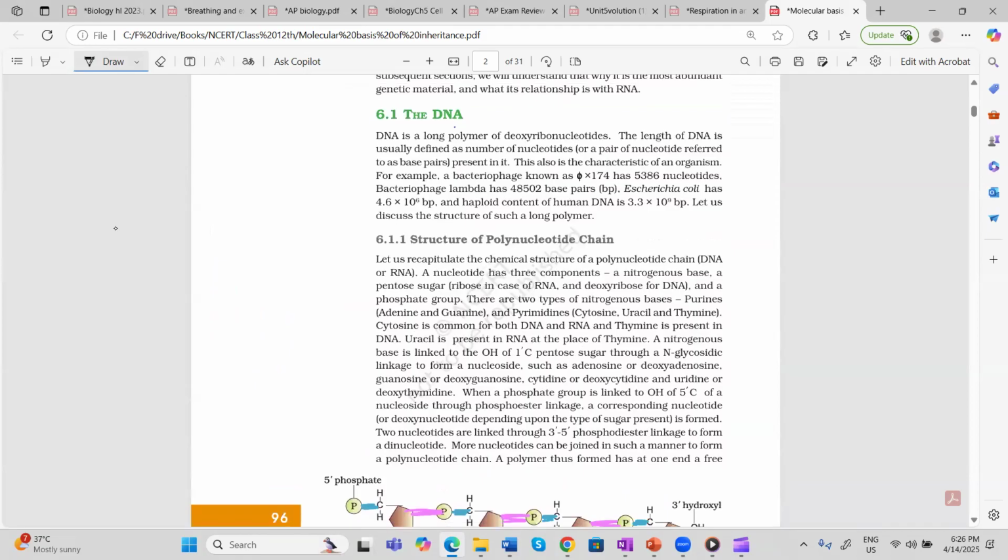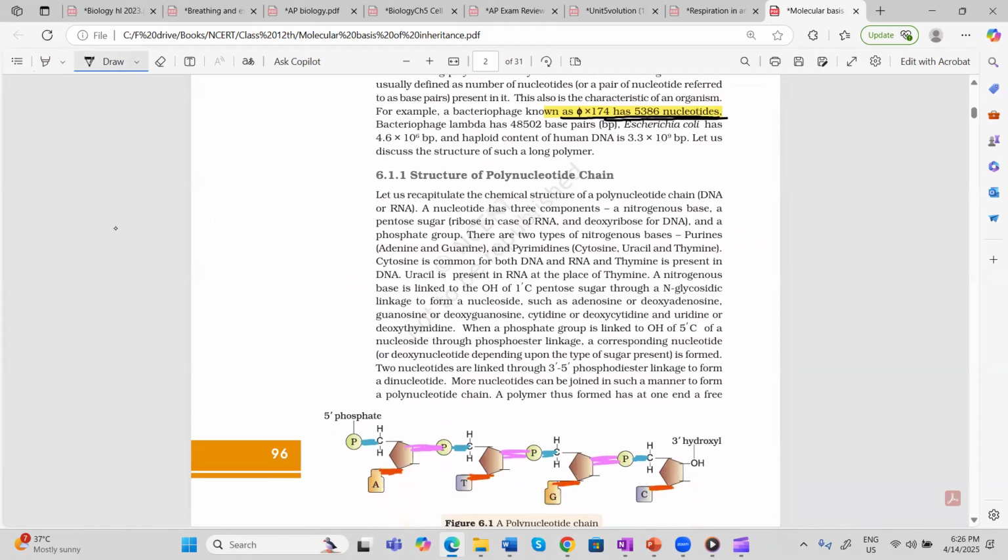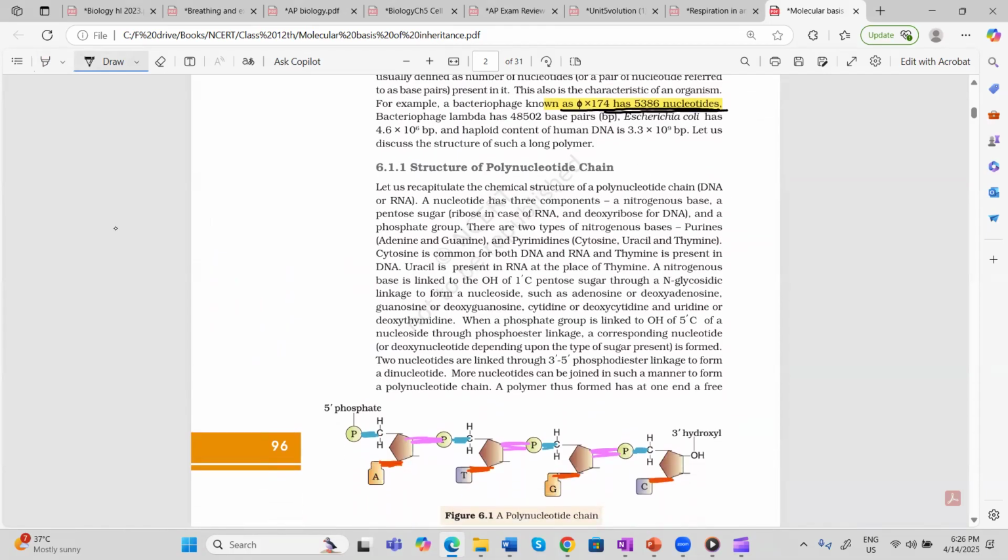So now a question. If I ask you, 5174 has this many nucleotides. How many diester bonds are present in this? Tell me how many nucleotides were there on this board? 4. So how many diester? 3. The formula for diester bonds is number of nucleotides minus 1. That is your answer.